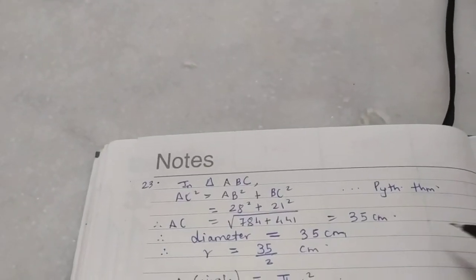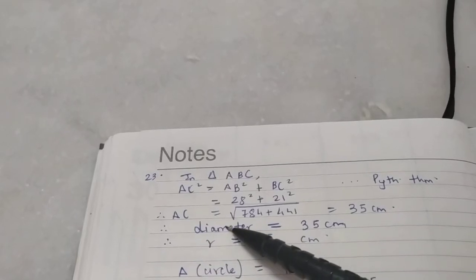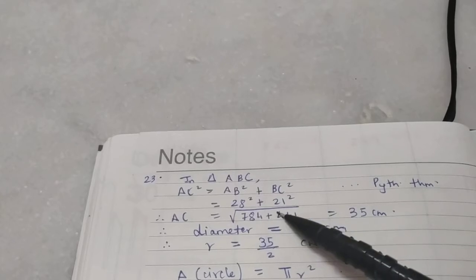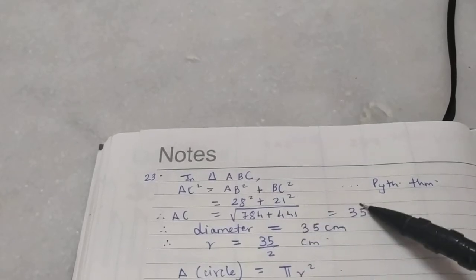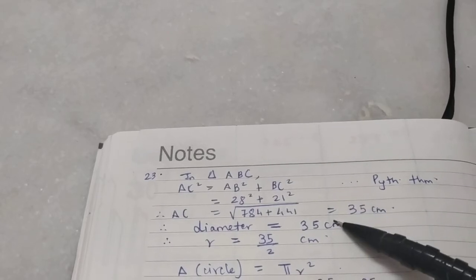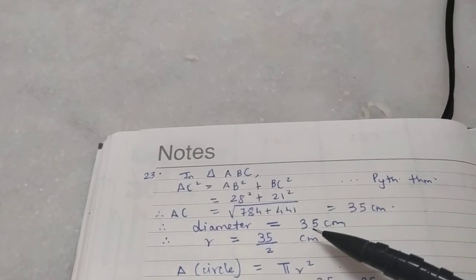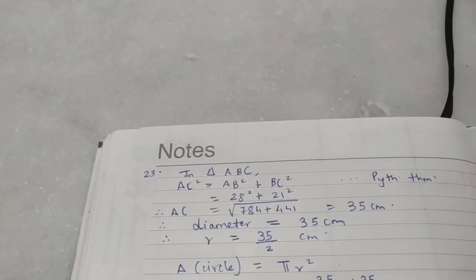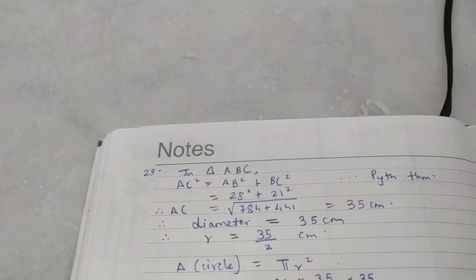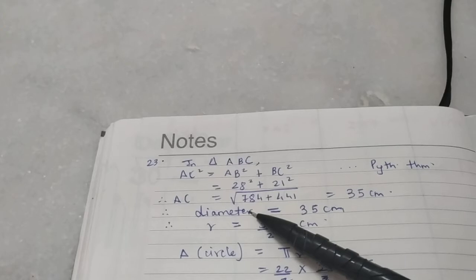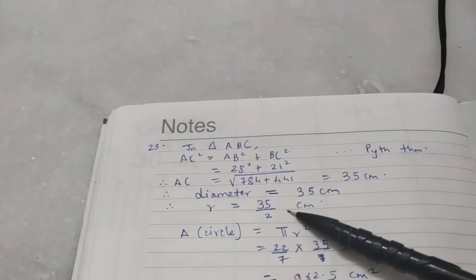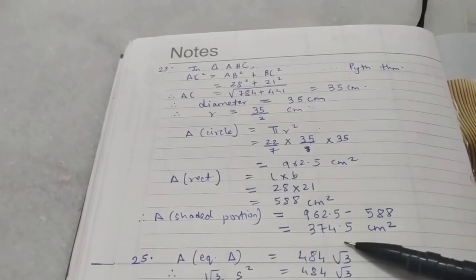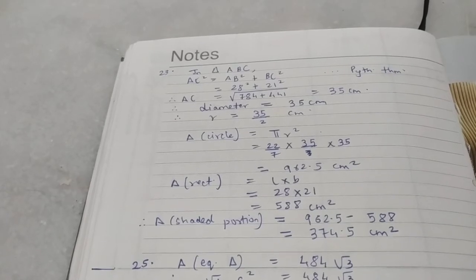So in triangle ABC, first use Pythagoras theorem to get the value of the diagonal AC. You'll have to add them first and then take the square root to get 35. I've done it directly, but you should always do it in the detailed method, showing all the steps clearly. You know how to find square roots by prime factorization method. So the diameter is also equal to 35 centimeters. The radius is half of that. Find the area of the circle. Also find the area of the rectangle, and the difference between the two is the area of the shaded portion. Draw the diagram, please.